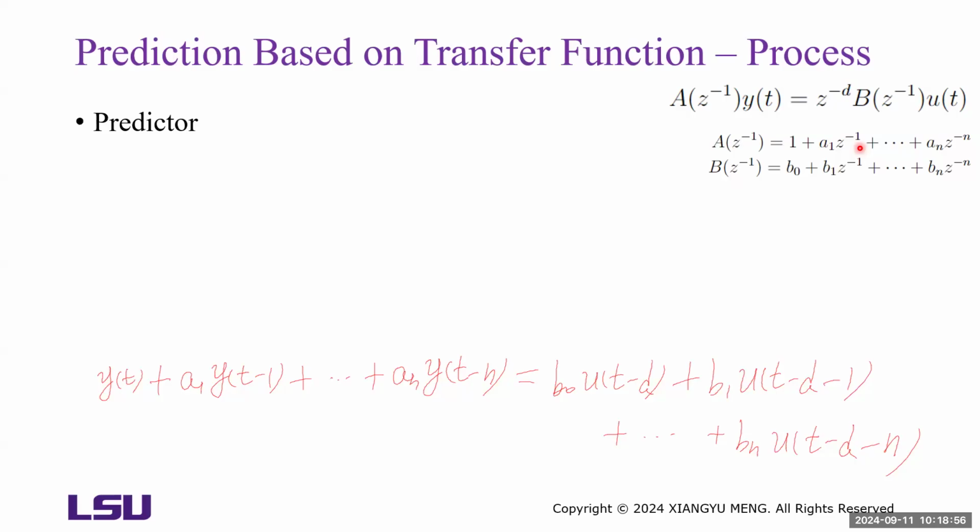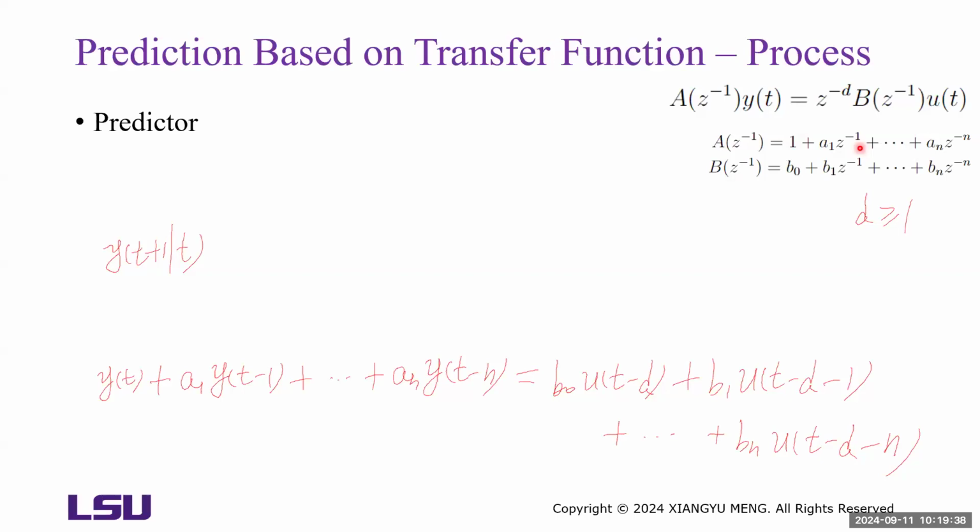Then to predict y(t+1), let's assume the time delay d is greater than or equal to 1. In other words, there will be at least one time delay. Then let's first predict y(t+1). The current time is t, so we want y(t+1) based on the current time t.